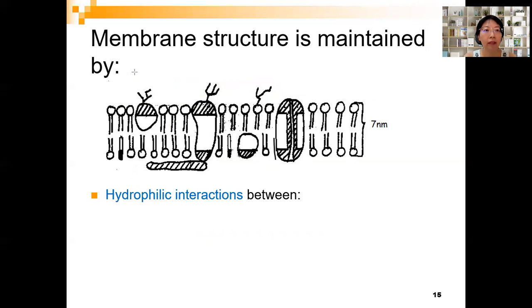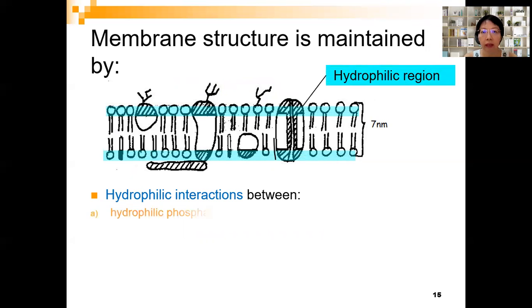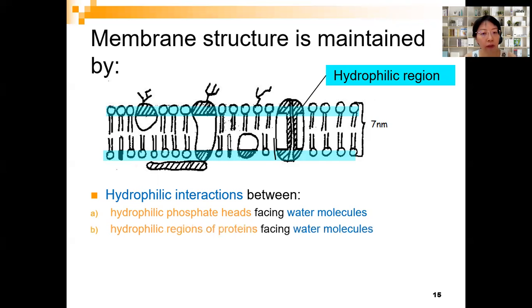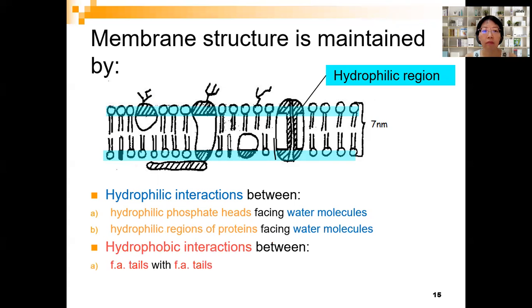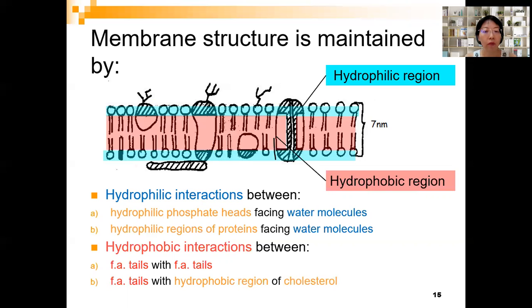So this forms the entire structure of the membrane. So membrane structure is maintained by what? All the interactions, hydrophilic interactions between, okay, see, these are all the hydrophilic regions of the membrane, right? Whether it's protein, cholesterol, or phospholipid, the molecule at this location will have the hydrophilic part. So the hydrophilic phosphate heads will be facing water. Hydrophilic regions of proteins will be facing water, and they will also be facing each other, okay? Hydrophobic interactions, right? Hydrophobic interactions is fatty acid tail with fatty acid tail in this region here. Fatty acid tails with the hydrophobic region of cholesterol and the hydrophobic regions of protein. So these kinds of interactions maintain the structure of the membrane.